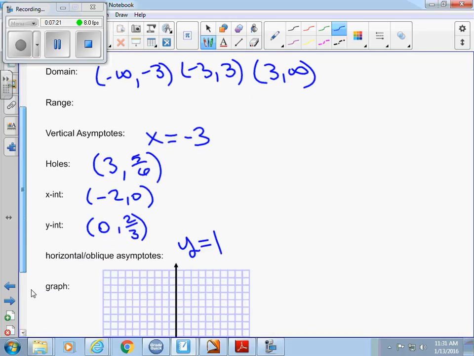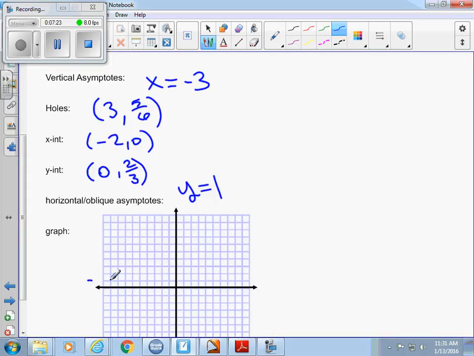Okay, graph. Plot the information. Y equals 1, x equals -3.